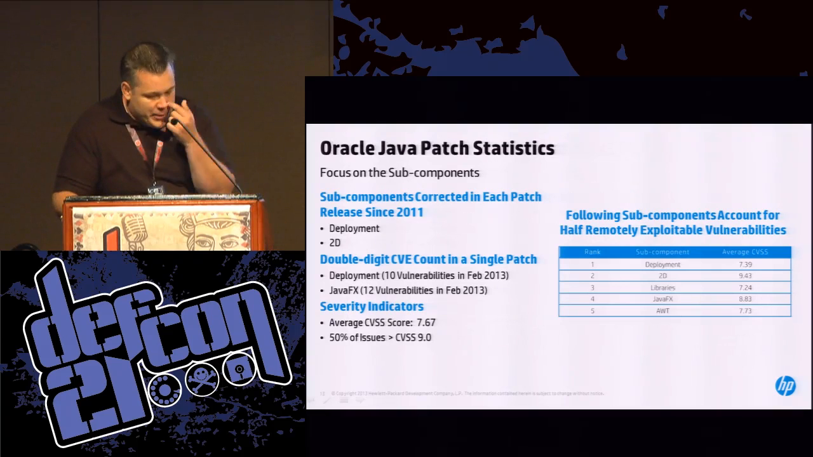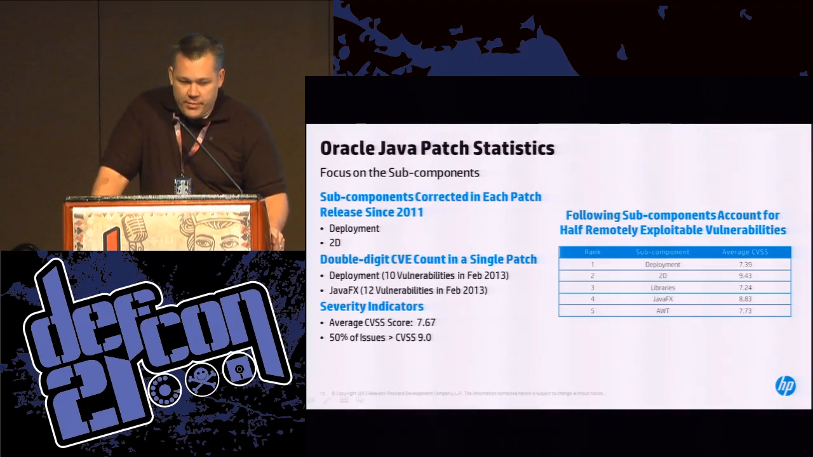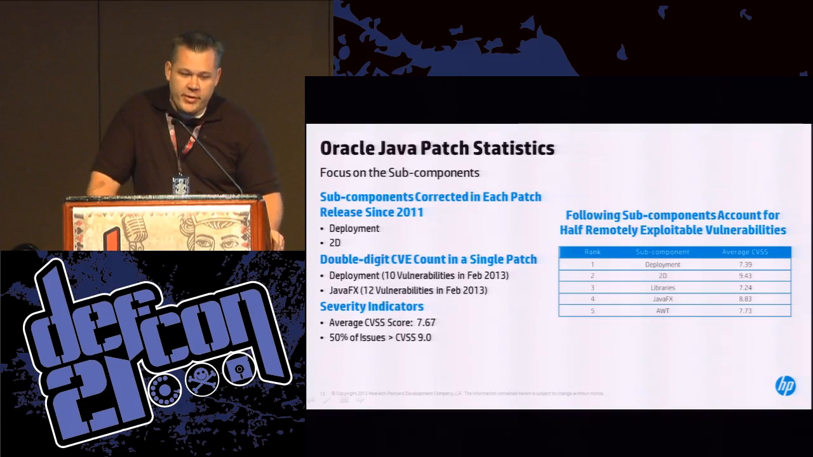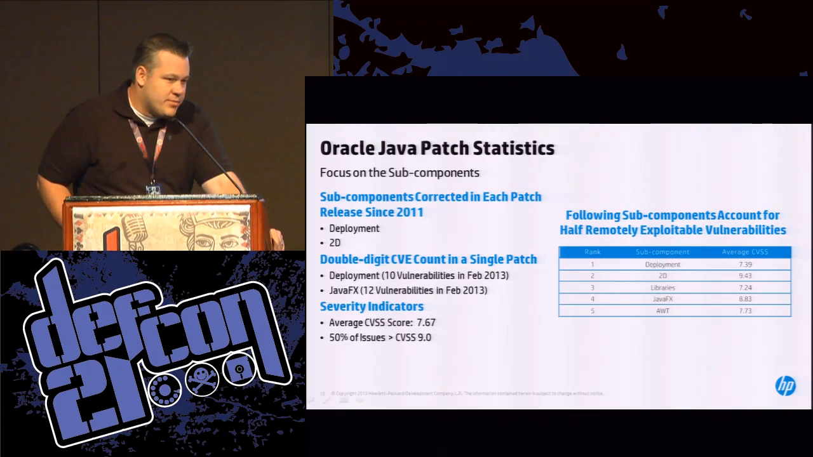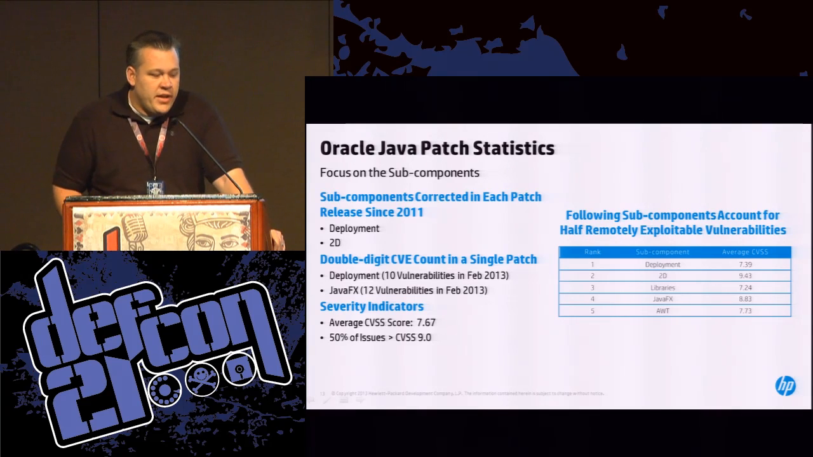If we take a look just at the information that's available from the patches, we can start to determine the component rankings for the most vulnerable components in the architecture. The 5 that you see on the screen are responsible for half of the remotely exploitable vulnerabilities in Java to date, for 2011 through 2013. Deployment is number 1, 2D number 2, followed by libraries, Java FX, and AWT. But if you actually look at the rankings, you see that the 2D component is producing vulnerabilities with a CVSS score of 9.43 on average, so you can argue that that is actually the worst component in the architecture.